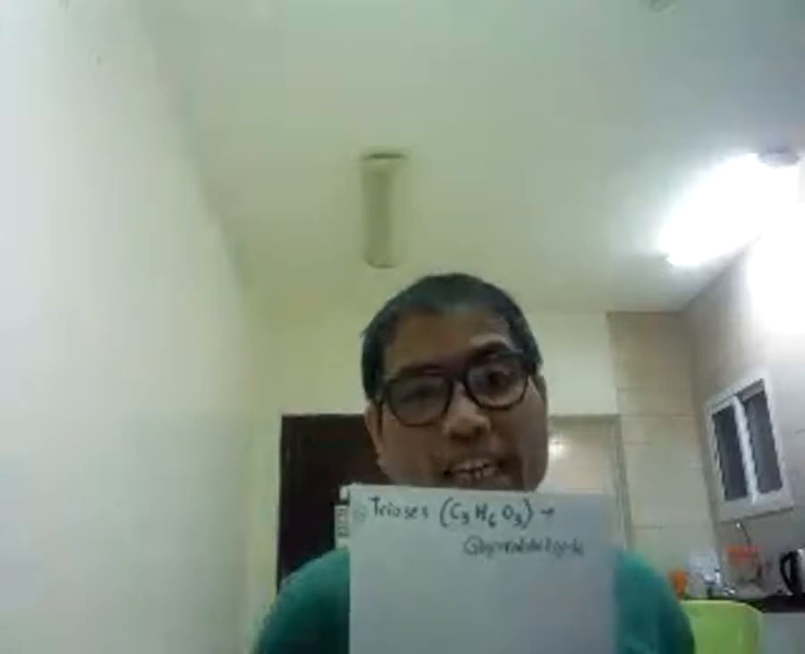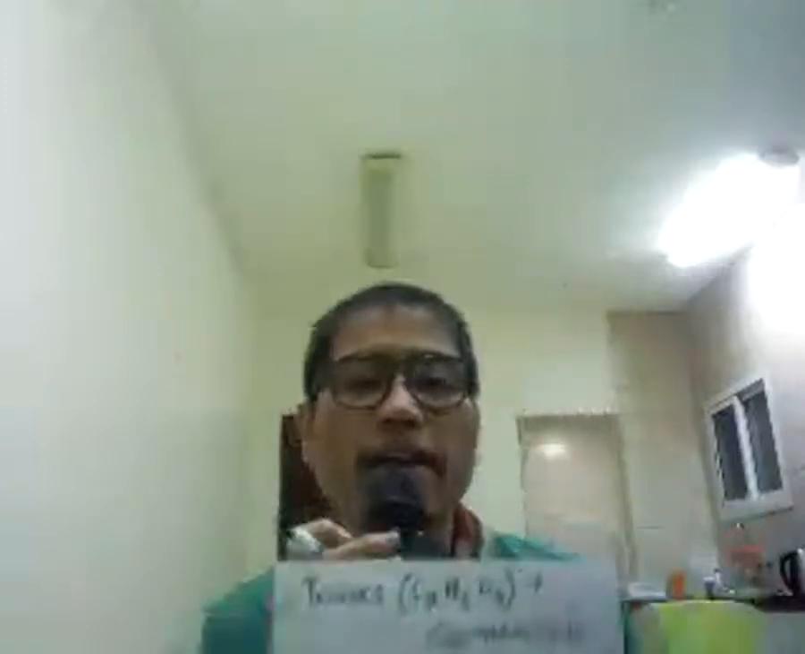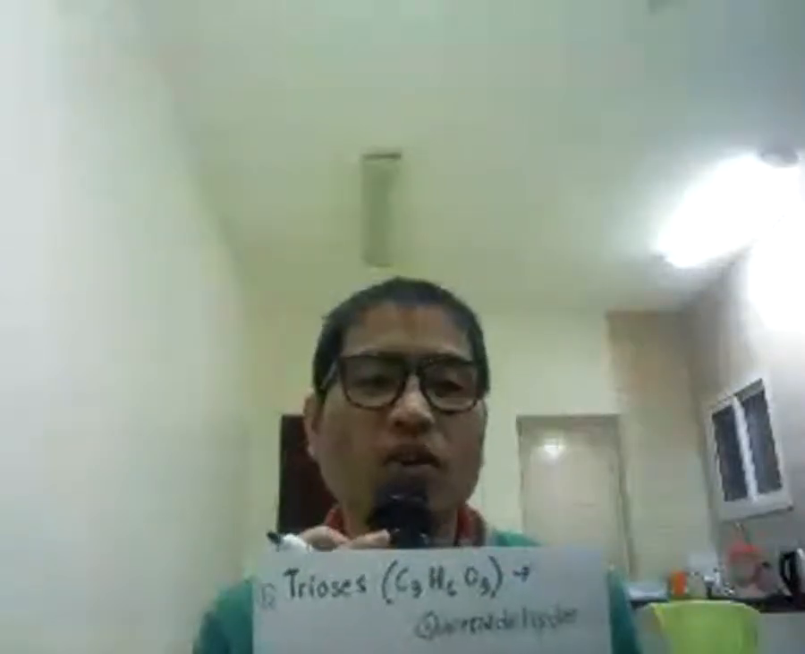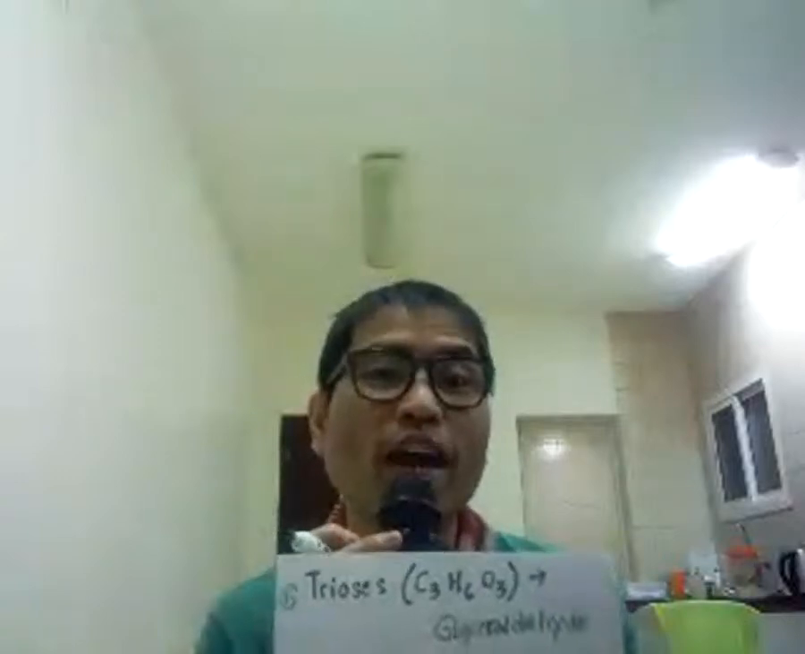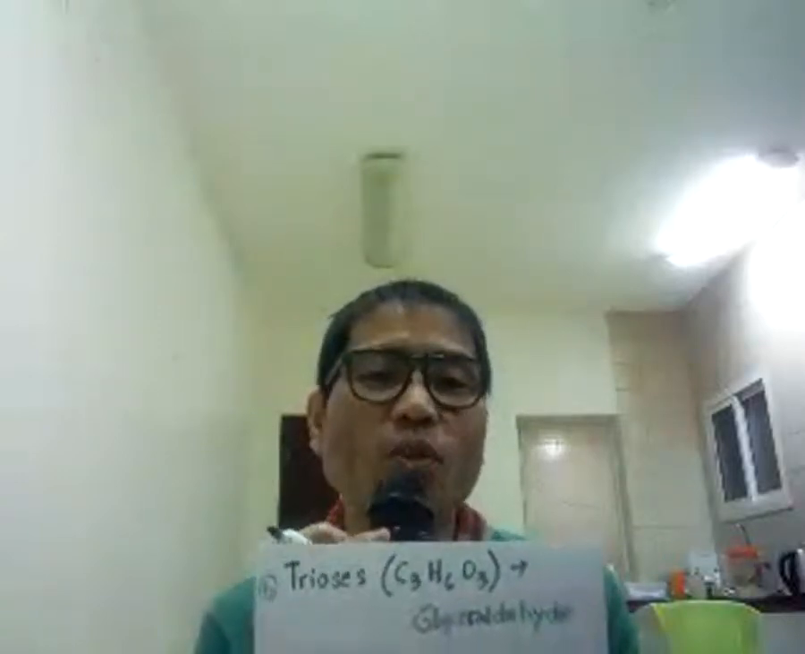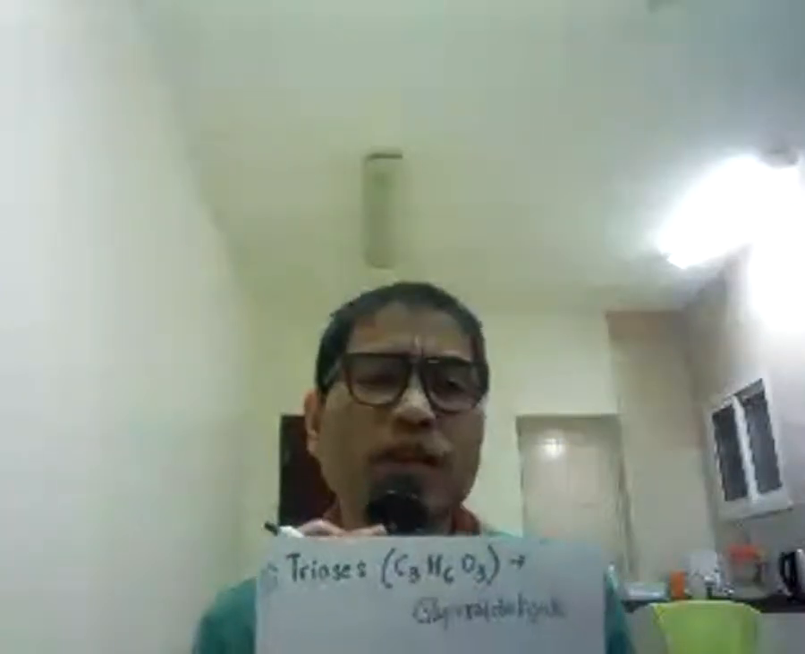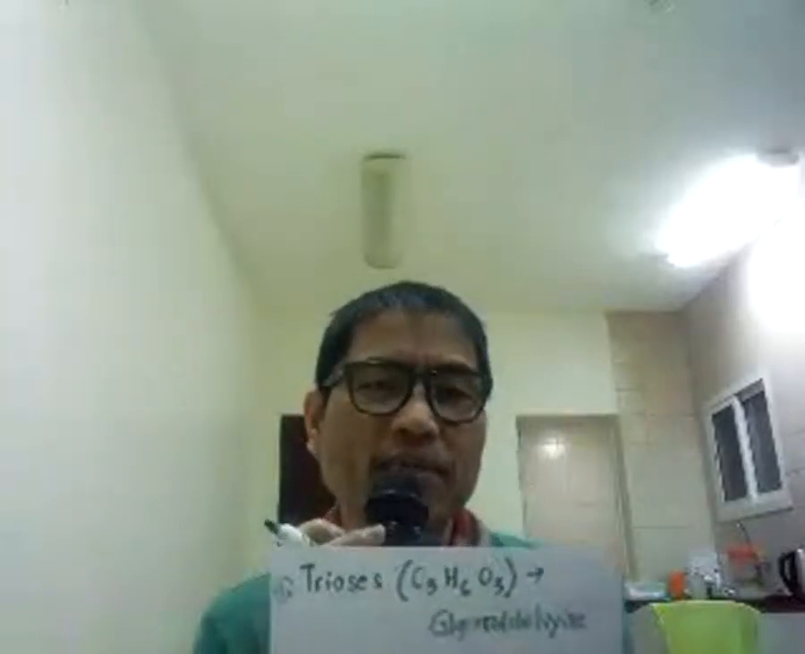So this time, three atoms of carbon, so automatically three atoms of oxygen also, okay. So 3 plus 3 is equal to 6 atoms, so that would be your number of atoms for hydrogen. That's why C3H6O3. Okay, so this is glyceraldehyde.